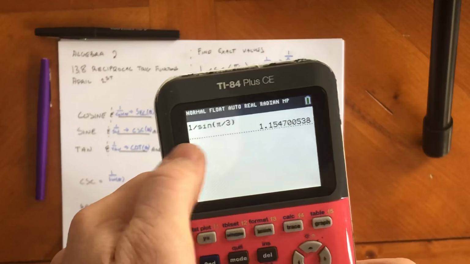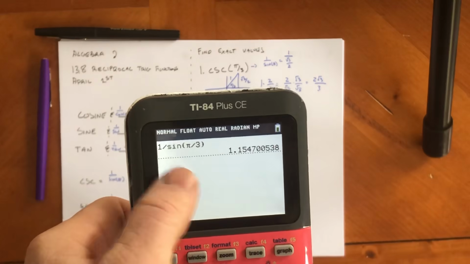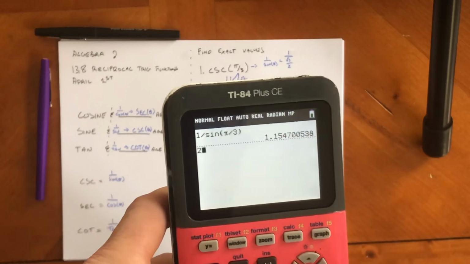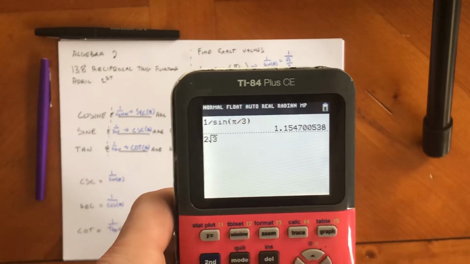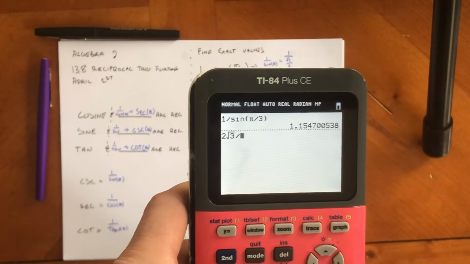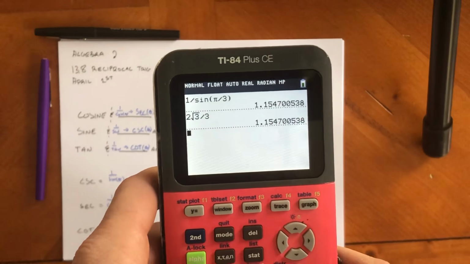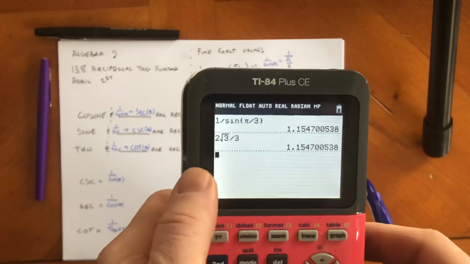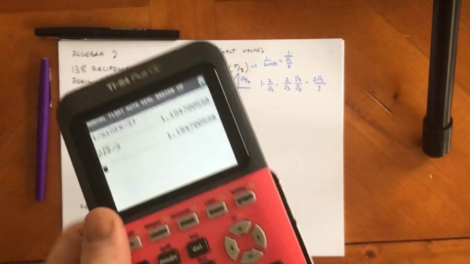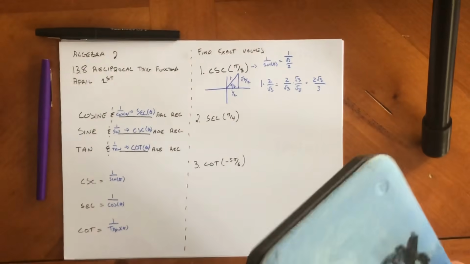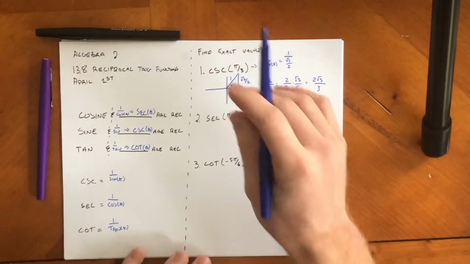Okay, so that's what the calculator gave me for cosecant. If I want to check that my answer is right, I do 2 root 3 divided by 3. Enter. And it gives me the same number, so I know I got it right. If you ever want to check with your calculator, you can do that too. You have to be careful: if I give you a degree, make sure you type it into your calculator with degree mode on. Okay, let's do a couple more.